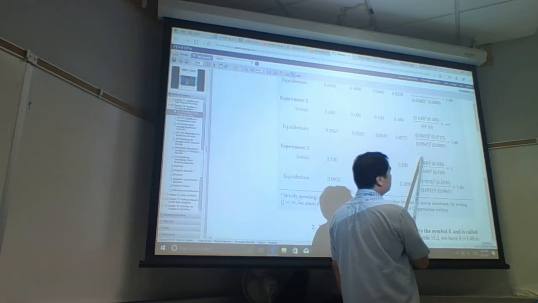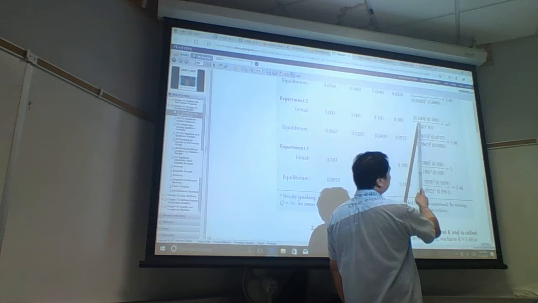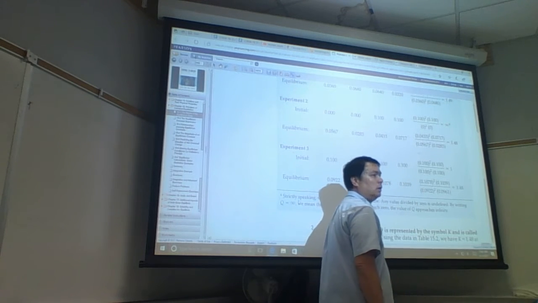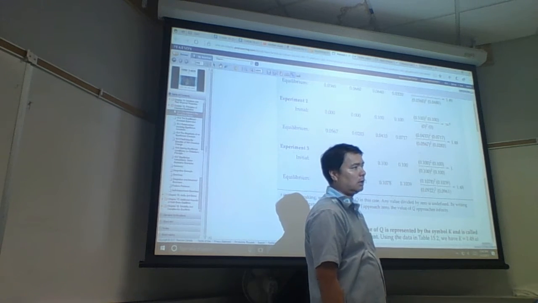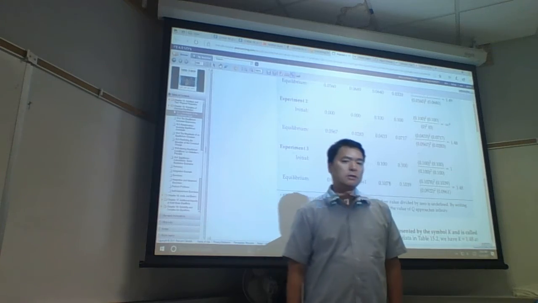Ratio is either too big or too small. And so this is our initial ratio. Our initial ratio is Q. Our final ratio is K. That's what we're doing here.